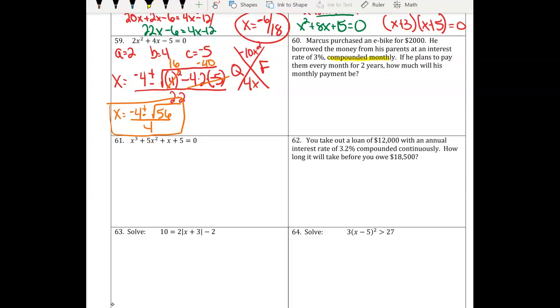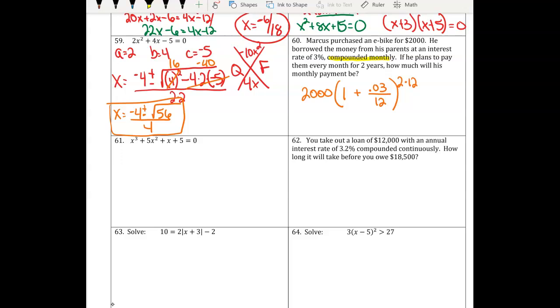So we're going to start out with 2,000, 1 plus my rate as a decimal. Monthly is 12, and for 2 years, and then there goes my n again. So I just have to type this in the calculator.